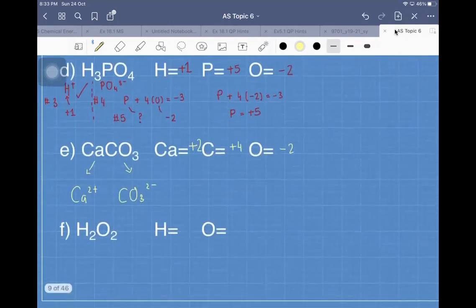For H2O2, this is where your rule number 9 comes in, and also rule number 7, where it says hydrogen will always have a charge of +1, except when it is with metal hydrides. Okay, so you have to work around the fact that hydrogen has an oxidation state of +1, oxygen will work out to be -1.